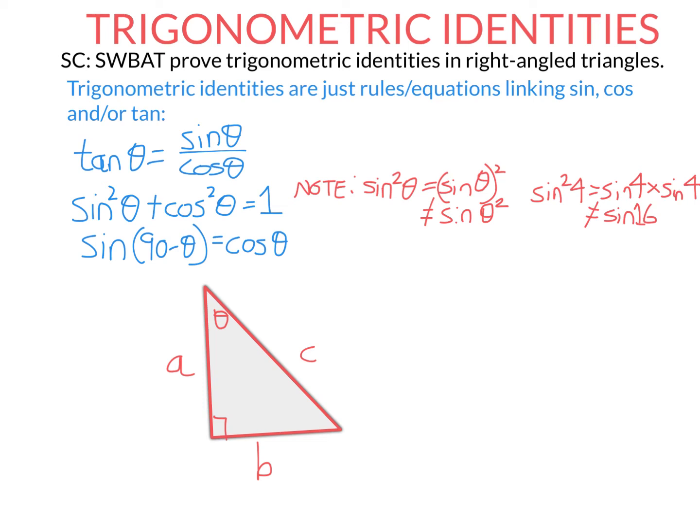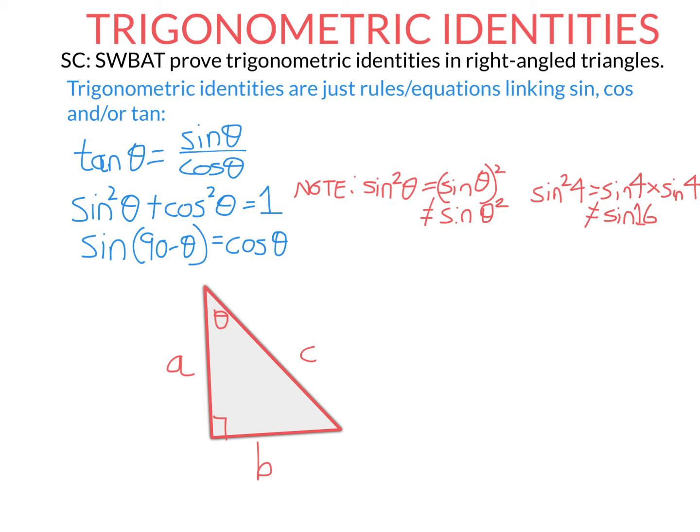Thank you so much for tuning into this video in which we will look at proving some trigonometric identities in right-angled triangles. So trigonometric identities are just rules that link sine, cos, and or tan. For example, each of these three is a trigonometric identity. Each of these three can be easily proved using right-angled triangles.